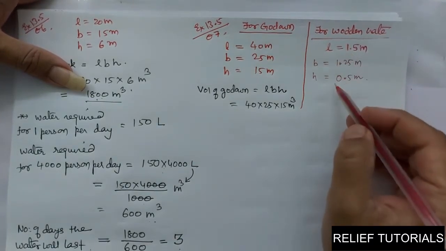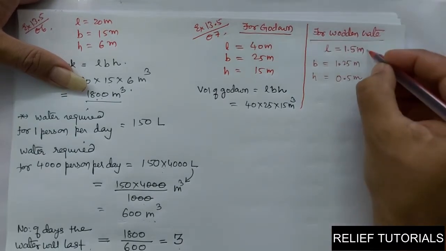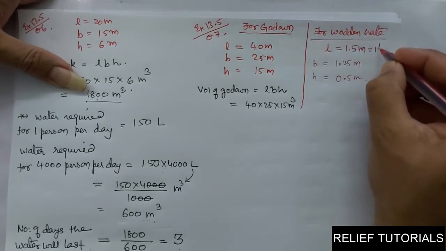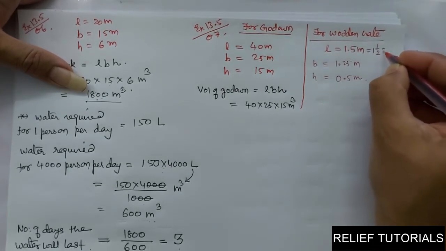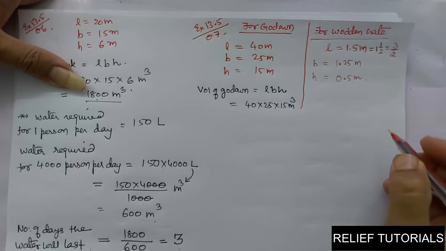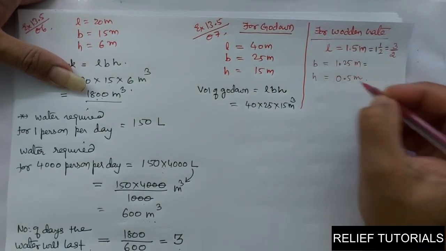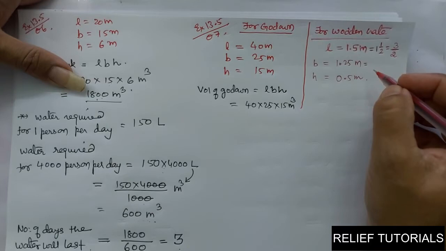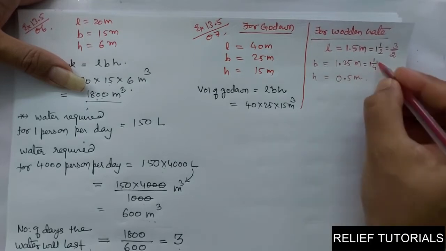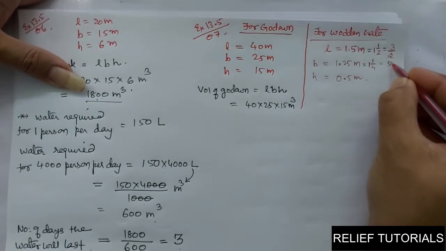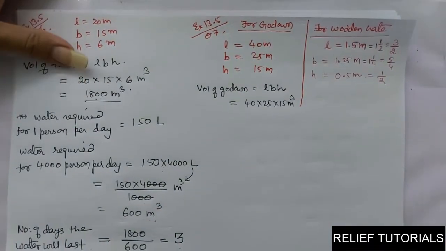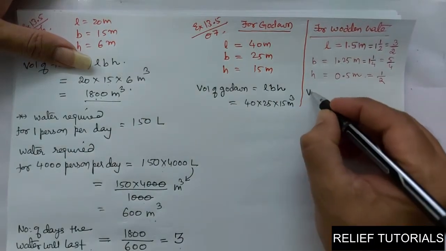If you want to remove the decimals, we can do that. How? 1.5 meter means 1 plus 1/2, so 3 by 2 meter you will get. And breadth is equal to 1.25. 0.25 means 1/4, clear or not? 1 plus 1/4 is 5 by 4. And 0.5 means half. Clear?